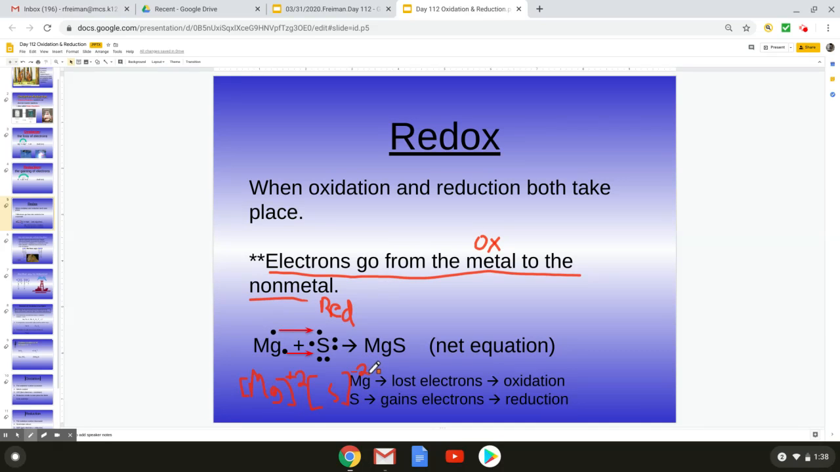So when we do our dot diagrams, we can tell why they have those charges, because if it gains 2 electrons, it's -2, loses 2 electrons, it's +2. And we know that, and that's its oxidation state in the periodic table, but now we can actually see where that's coming from.